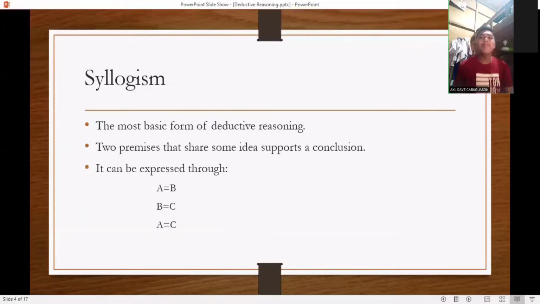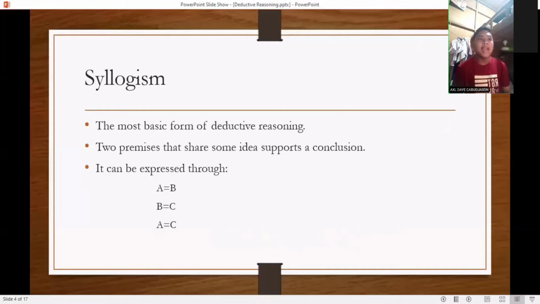Moreover, with regards to its major steps, deductive reasoning also comes with the syllogism. So what is syllogism? Syllogism is the most basic form of deductive reasoning. It is two premises that share some idea that supports a conclusion. It can be expressed as: if A is equal to B, and B is equal to C, then A is equal to C.